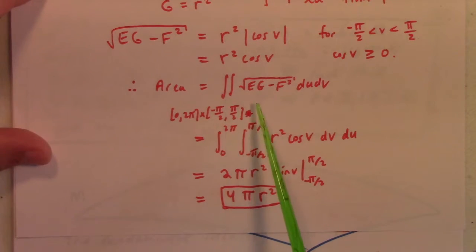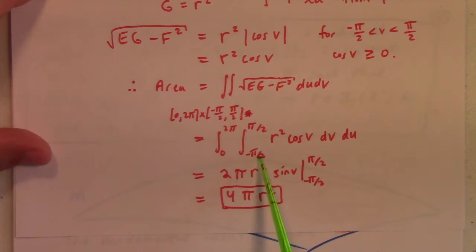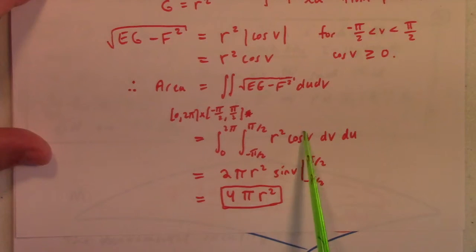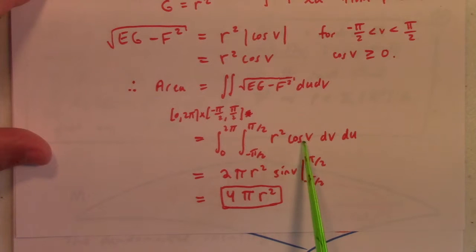And so the area ends up being the integral of r squared cosine v dv du over this minus pi over 2 to pi over 2 and 0 to 2 pi. Of course, this is constant in u, so we just integrate the du to 2 pi, and cosine v integrates to sine v, evaluated from minus pi over 2 to pi over 2 by the fundamental theorem of calculus, part two. And so that gives us 2. So 2 times 2 is 4. 4 pi r squared. Aha! The surface area of a sphere is 4 pi r squared.